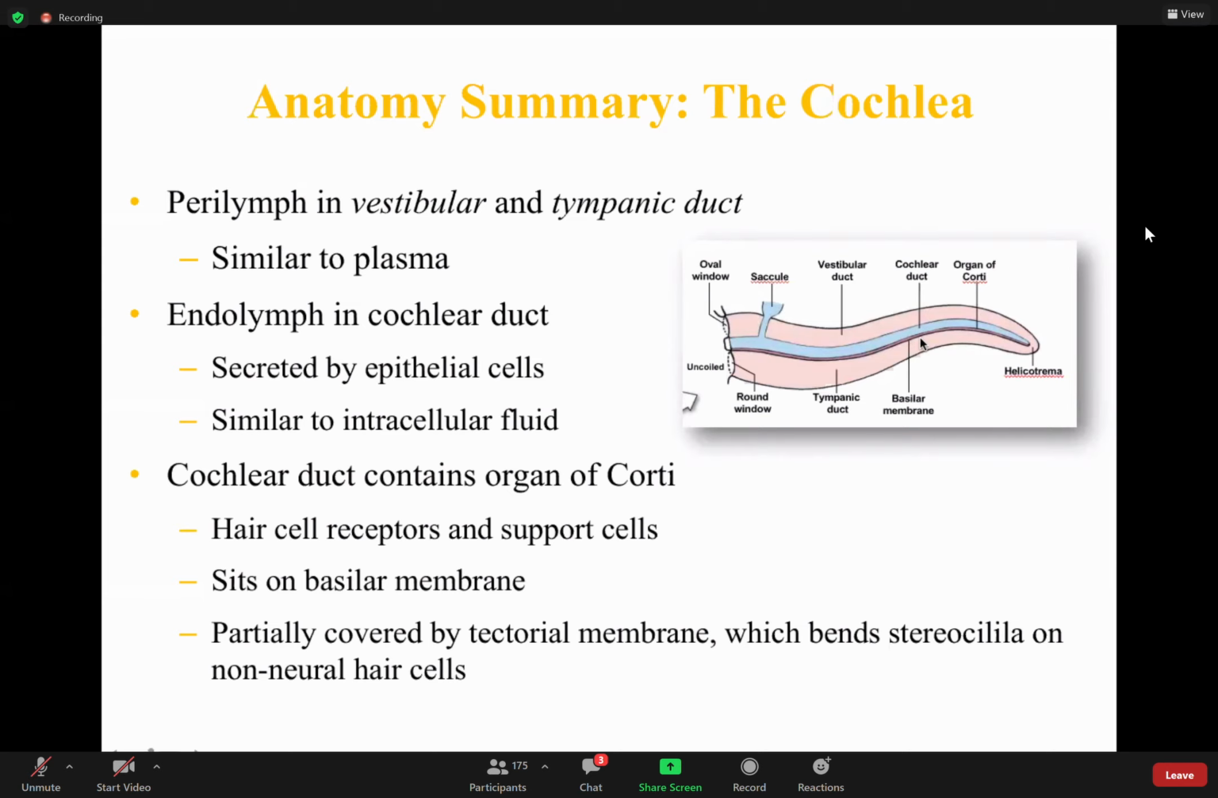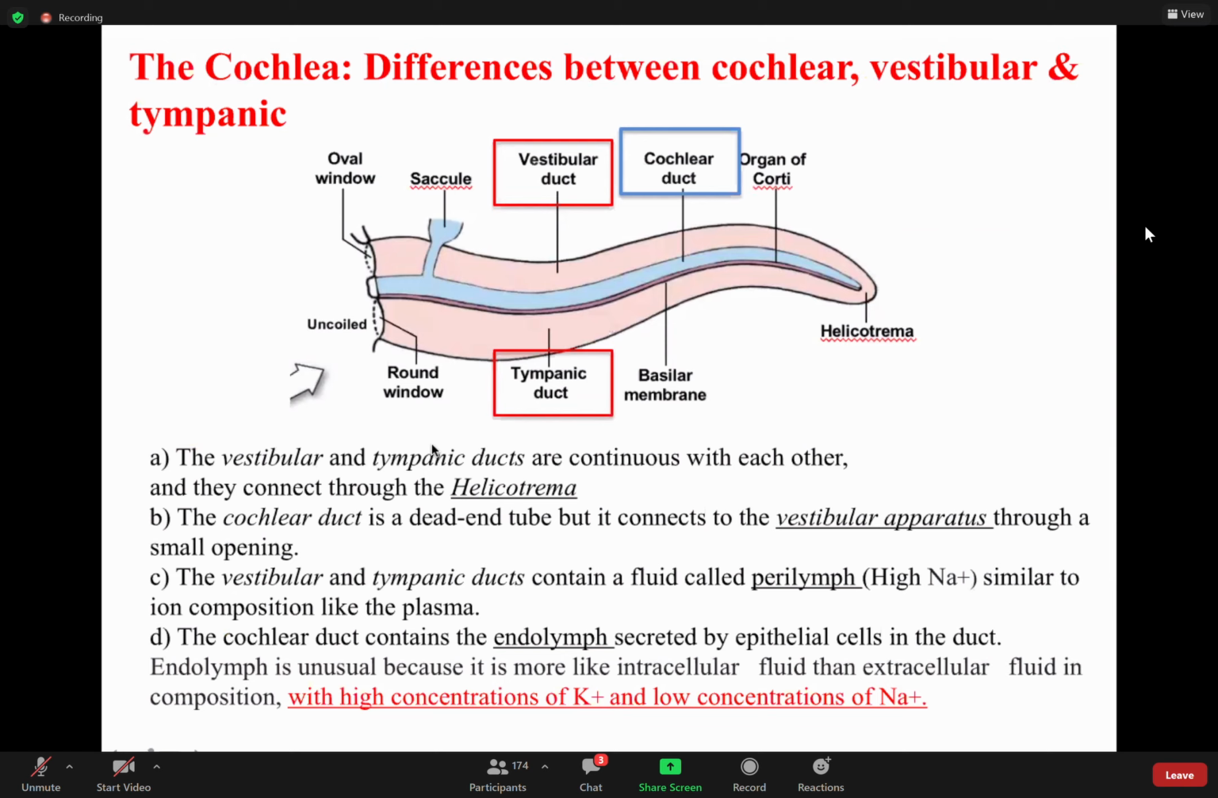Now, the cochlear duct, which gives us, as we said, the sound, contains the basilar membrane and the organ of Corti, as well as the tectorial membrane, which we're going to see later on. This is the important part of the auditory system, because it contains the organ of Corti that has the hair cells, or the stereocilia, that bend when we perceive sound. So these are some essential differences, as we've covered before, between the vestibular duct and the tympanic duct.